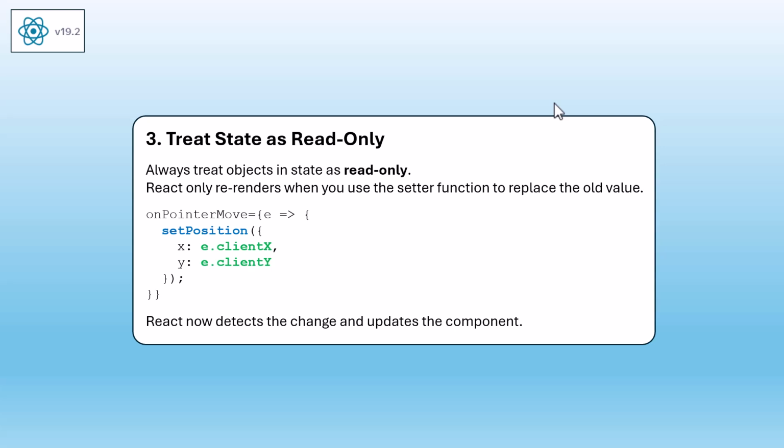So, the right way is to create a new object and pass it to the state-setter function. When you do this, you're explicitly telling React to replace the old object and render again. That's why, when done properly, your component responds immediately to user actions.